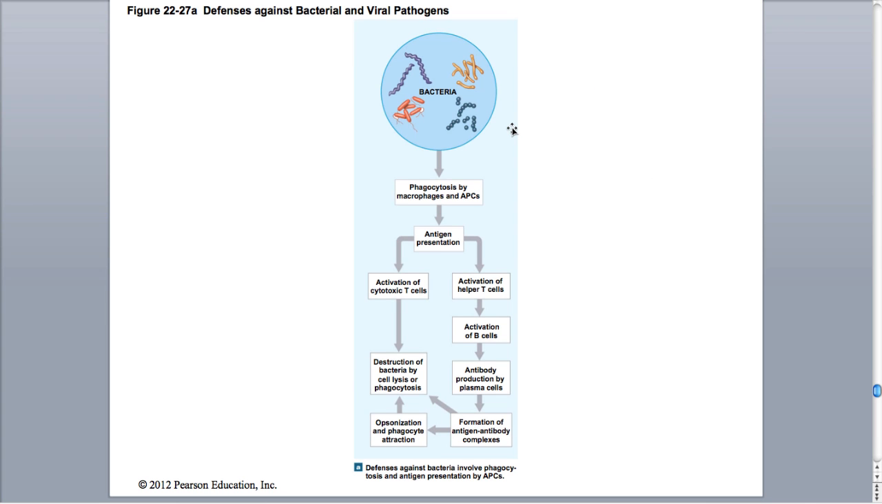Okay. Here's your virus. Nothing more I can say, same thing. Now, who is the antigen-presenting cell here?